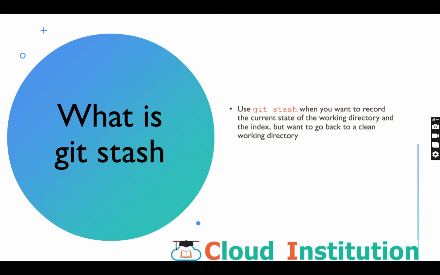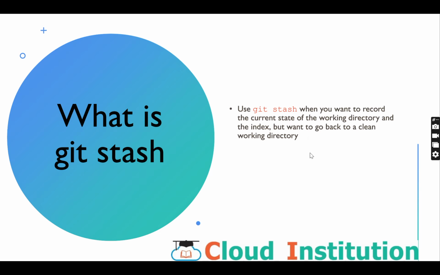So the thing is, it has some code which cannot be written again. So at that time, what I can do is move it into a backup kind of thing. At that time I can just use git stash. Git stash is used when you want to record the current state of the working directory and the index, but you want to go back to a clean working directory.